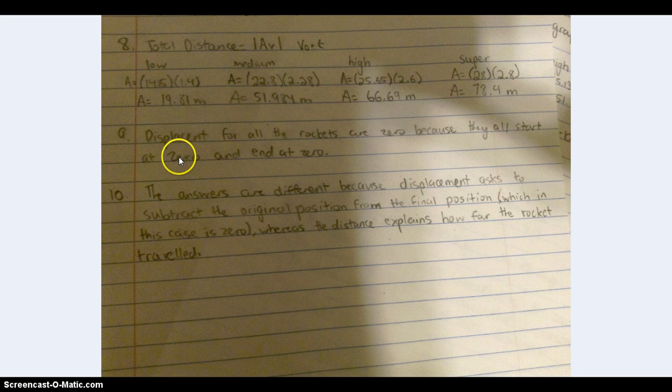And then problem number 9 asks, what was the total displacement of the rocket? Oh, I spelled displacement wrong. Displacement for all the rockets. Well, basically it was 0 because they all started at a position and they all ended at the same position. So the positions were basically the same. That's why it was 0.